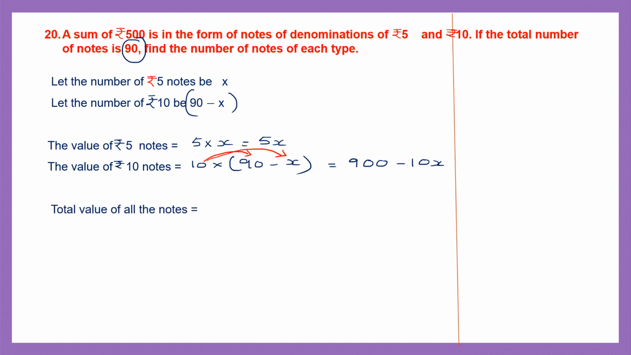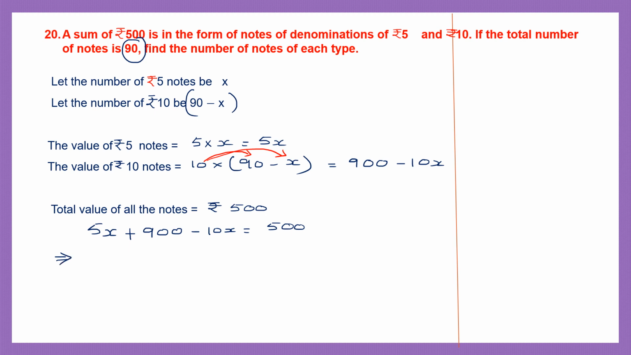Now, the total value of all the notes given to us in the beginning of the question is 500 rupees, isn't it? So the total value is 500 rupees. According to this, the sum of 500 rupees is in the form of notes of denominations of 5 rupees and 10 rupees. So keeping that in mind, let's form our equation. The 5 rupee notes value is 5x. The value of the 10 rupee notes is 900 minus 10x. Together, they should be equal to 500 rupees. Now we can solve this equation.